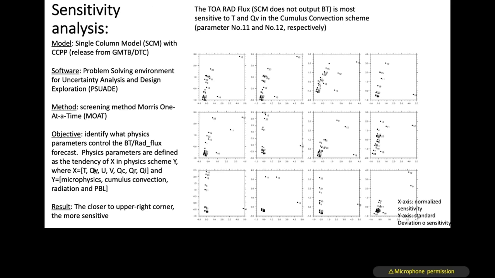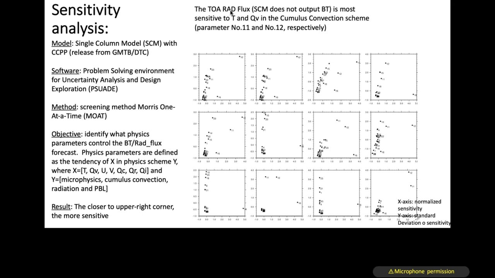In this case, it's the top of atmosphere radiative flux, because the brightness temperature cannot be processed. The single column model does not output the brightness temperature yet. So we look at this radiative flux.